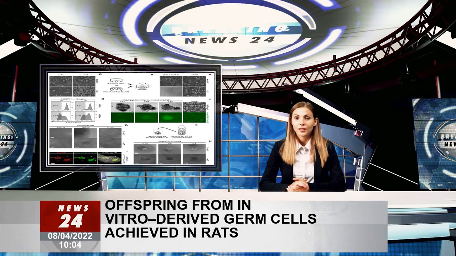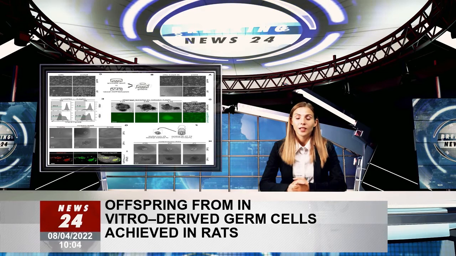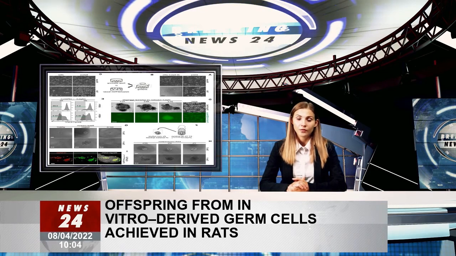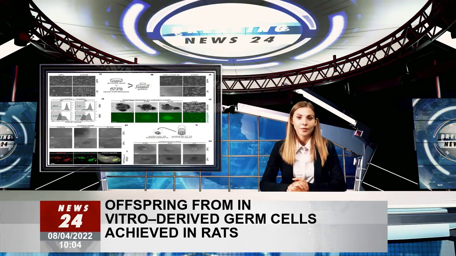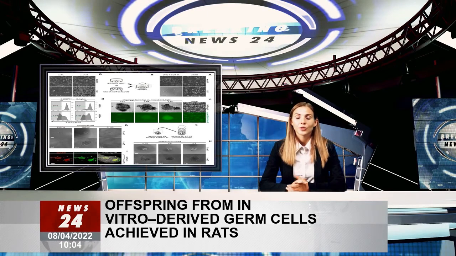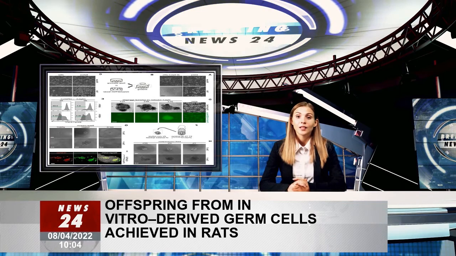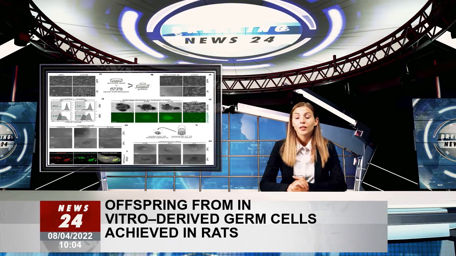DOI 10.1126/science.abl4412. A team of researchers affiliated with multiple institutions in Japan has produced offspring from in vitro derived germ cells in rats. In their paper in the journal Science, the group describes their methodology and explains why they believe their work will lead to a better understanding of in vitro gametogenesis in other species.